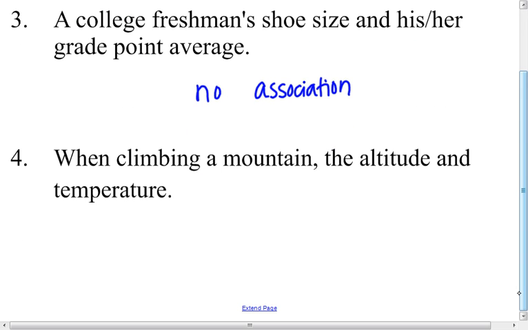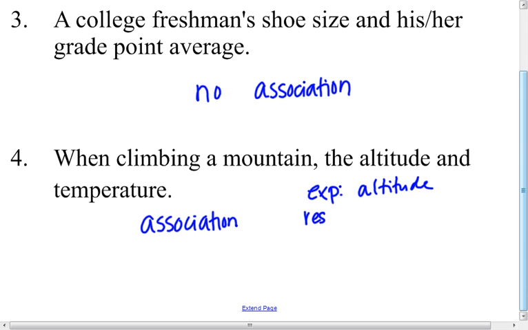Okay, if you're climbing a mountain, the altitude or the height and the temperature outside. And if you've ever been in a mountain, you know that the higher you get, the colder it gets, okay? So definitely a relationship, definitely an association. Certainly a cause and effect association here as well. In this case, the explanatory variable or the cause is the altitude or the height. And the response variable in this case is the temperature.